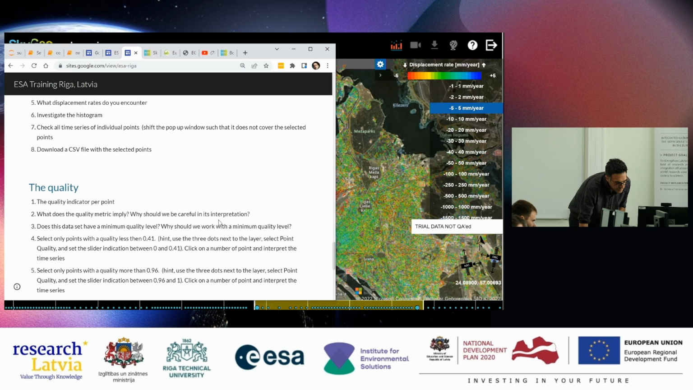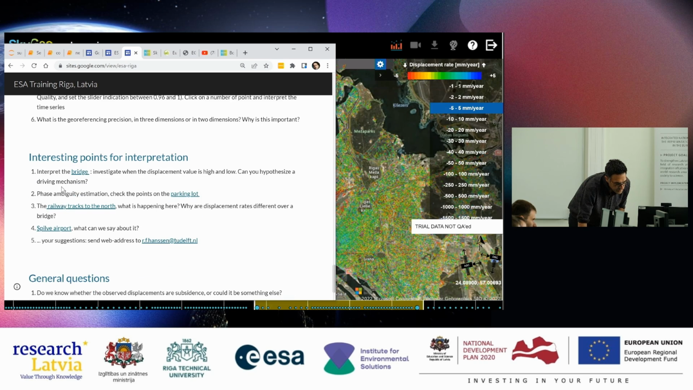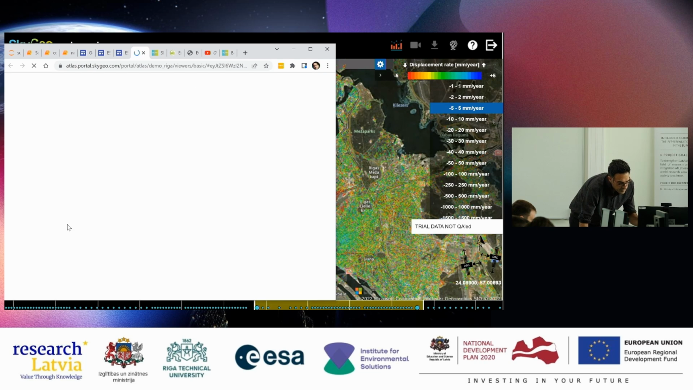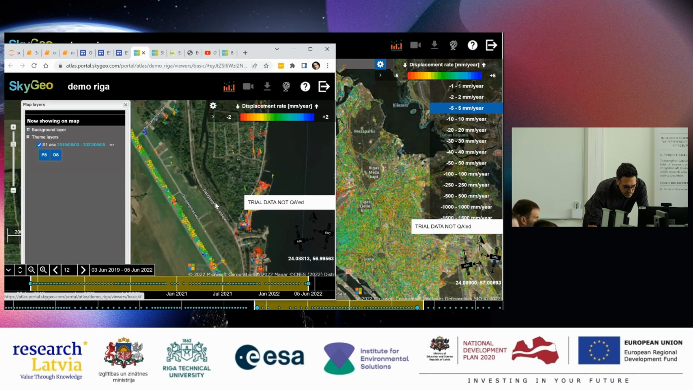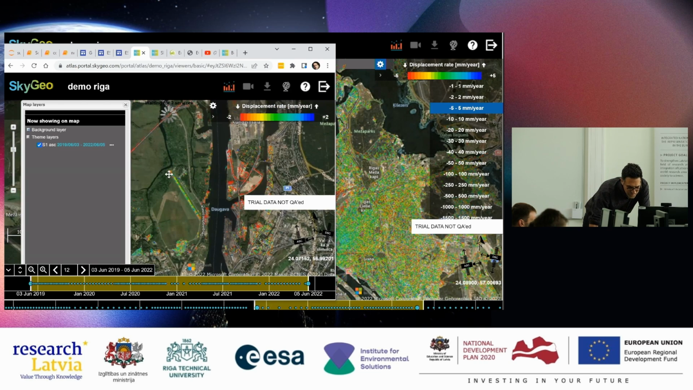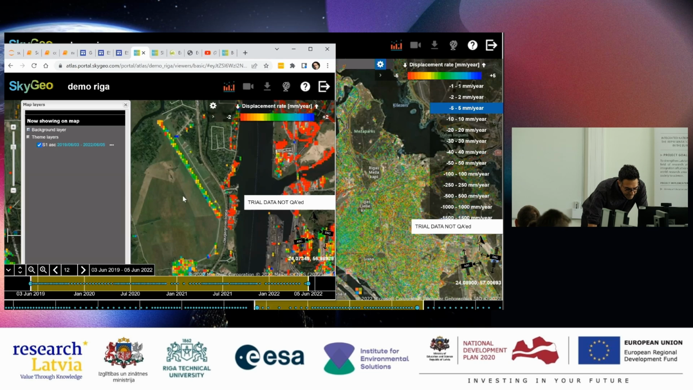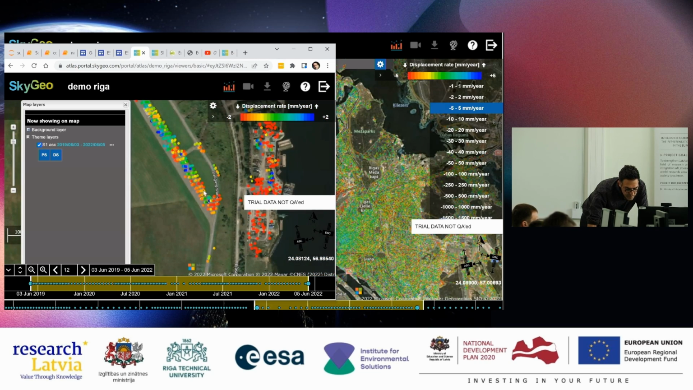I think I covered most of the aspects here. The bridge, phase ambiguities we already discussed, the railway, the airport. Right, so the airport is very, very stable here. I think it's not the international airport, but a smaller airport somewhere close by. Something happening here at the edge, maybe. This may be something to look into.